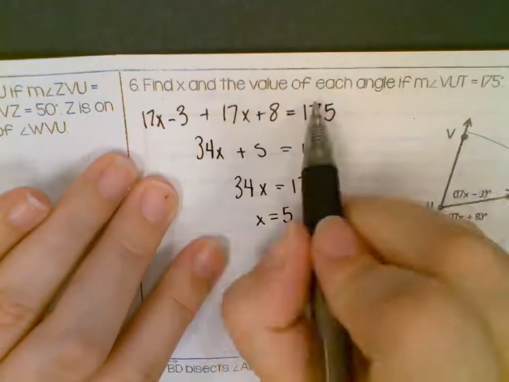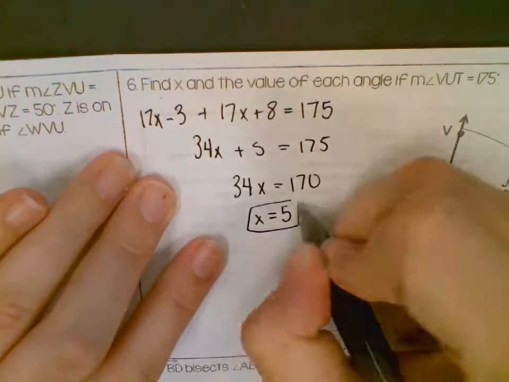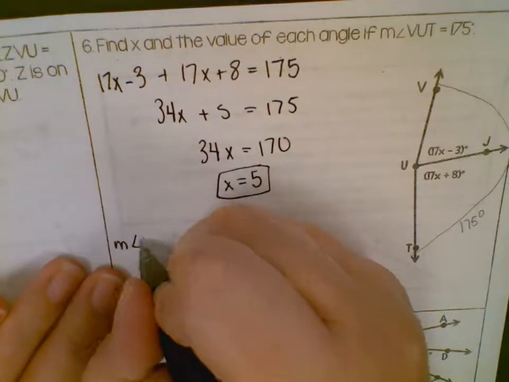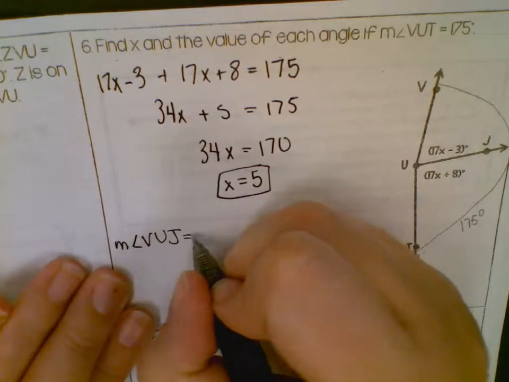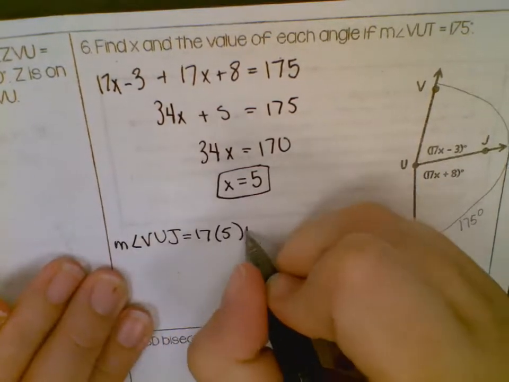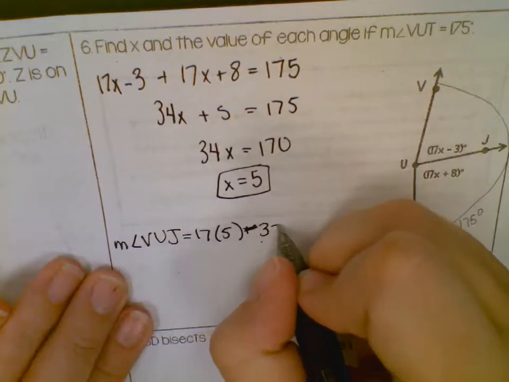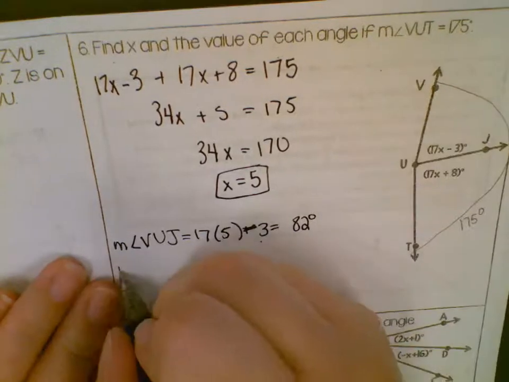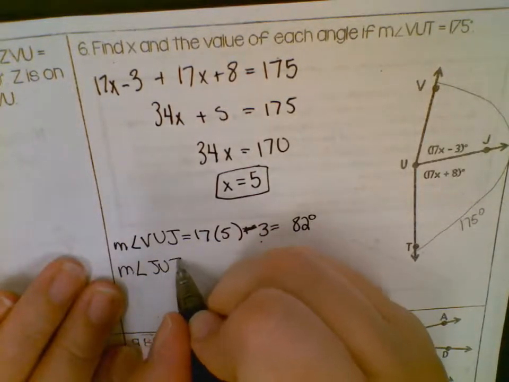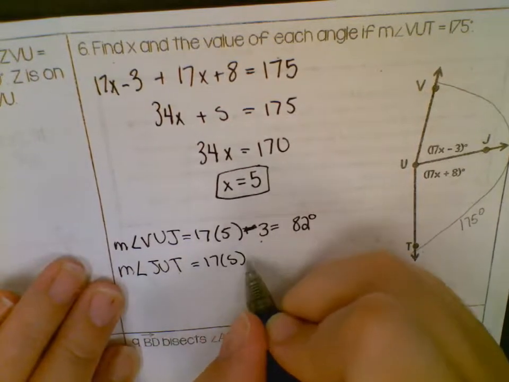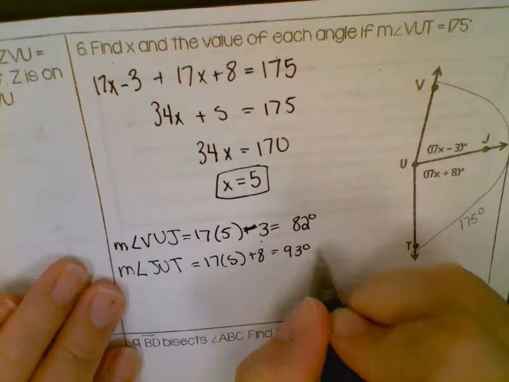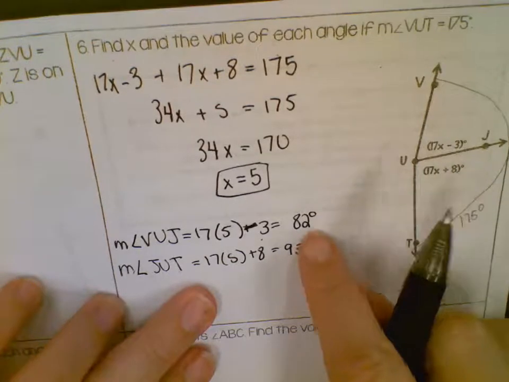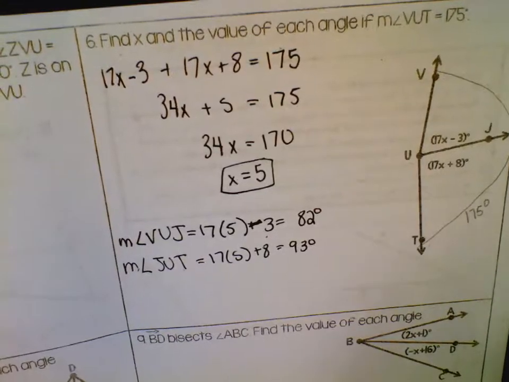Okay, so to find x and the value of each angle, we've only done part of it. So now we have to plug it back in to find each angle. So the measure of angle VUJ would equal 17 times 5 minus 3. So if we do that, we get 82 degrees for this angle. So now the measure of angle JUT equals 17 times 5 plus 8. So that one's 93. So I plugged it back in to find that other angle, but if you do 175 minus 82, you'll get 93 as well. So either way, it's the same idea.